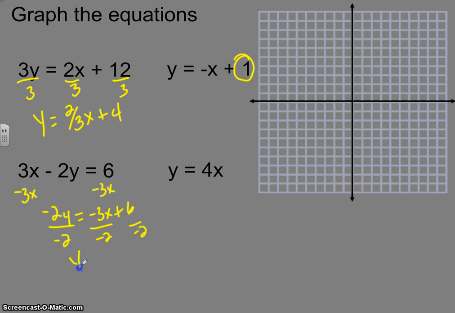And we get y is equal to 3/2 x minus 3. Okay, the first point on your graph goes on -3. 1, 2, 3. Okay, then we're going to use the slope 3/2. So I'm going to go up 3, 1, 2, 3, over 2, 1, 2. My second point goes there.